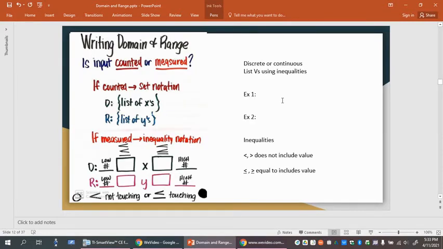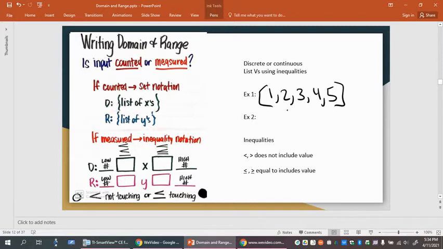A couple more things that you should know about domain and range, or that you need to jog your memory for, is discrete versus continuous. Discrete means that we're counting. We've got a set of dice, we've got tickets to a movie, we've got people. I can't have 1.5 people. I can't have 2.5 tickets. I have 1 ticket to the movie, 2 tickets, 3 tickets, 4, and let's say I have a family of 5.